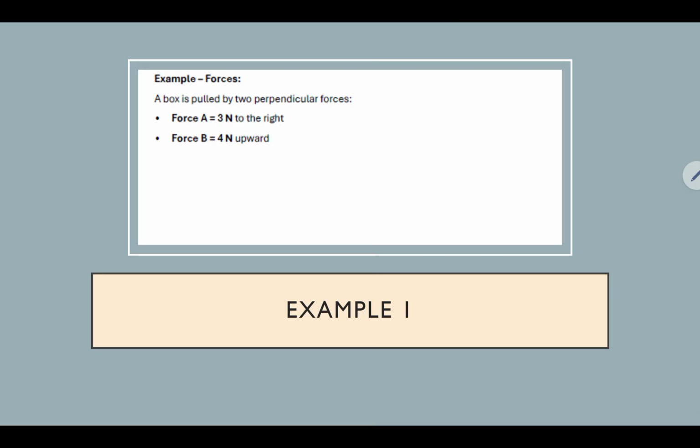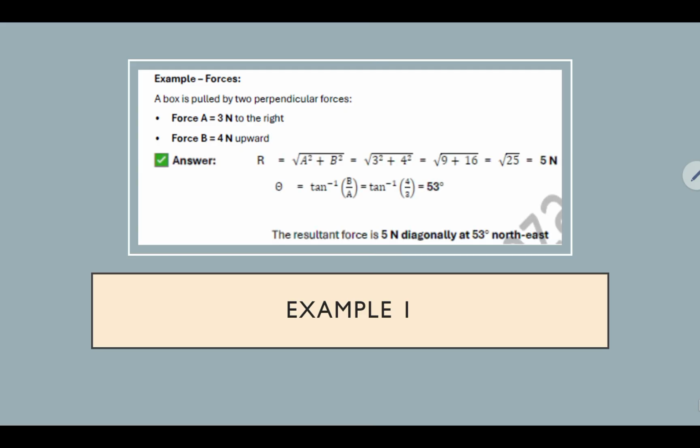Example 1. A box is pulled by two perpendicular forces. Force A, which is 3 newtons to the right, and force B, which is 4 newtons upward. Okay, how do I do that? I can take A as my 3 newton and B as my 4 newton and use my equation R is equal to square root A squared plus B squared to get the answer. And my answer is, of course, in newtons, just like my other two values of forces.